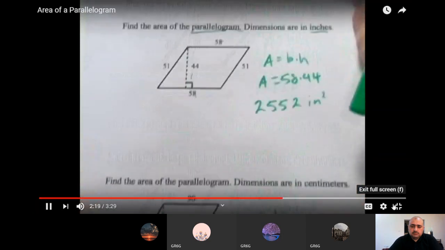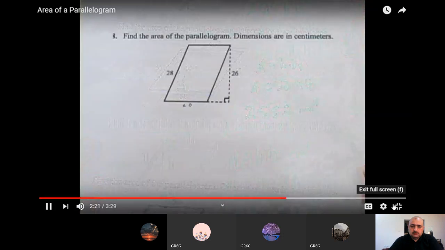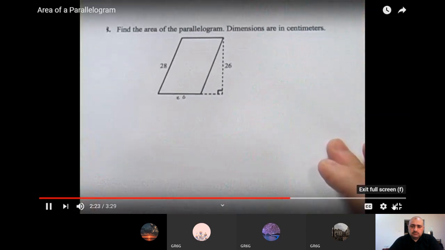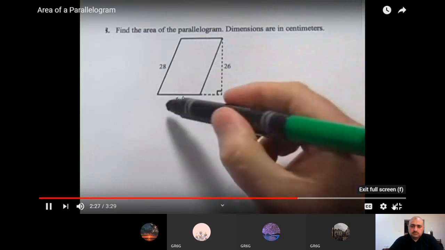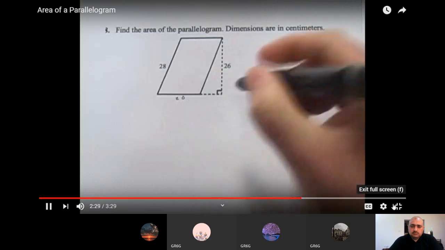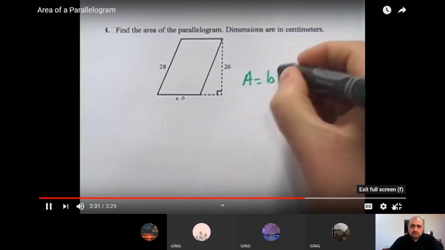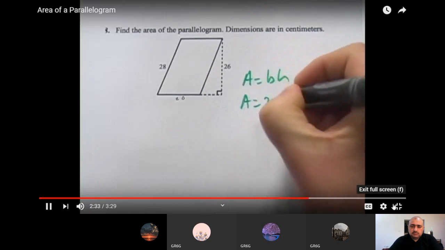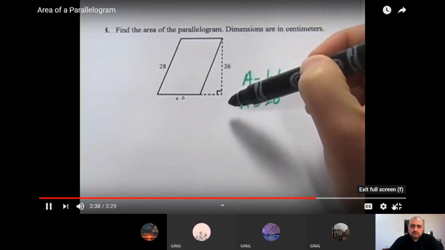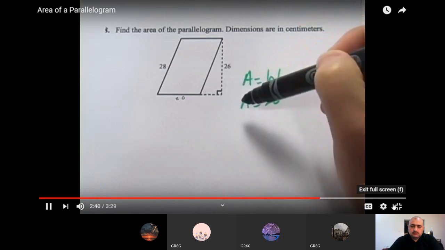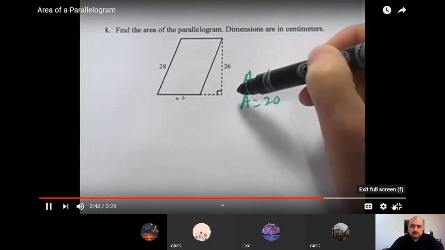All right, let's try one more. This one says find the area of the parallelogram, dimensions are in centimeters, and this one looks a little bit different. We've got our base here, it's 20. So the area equals 20 times the height, and then we've got a dashed line here, but it's way outside the parallelogram. There's another dashed line here. Well, don't get confused by that.